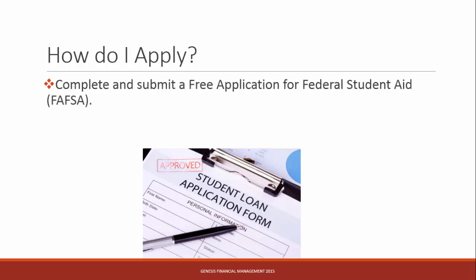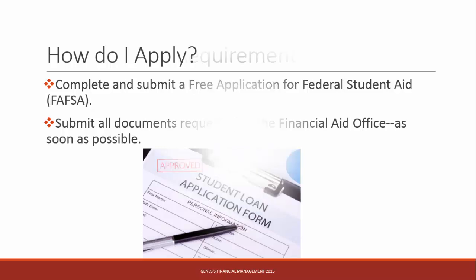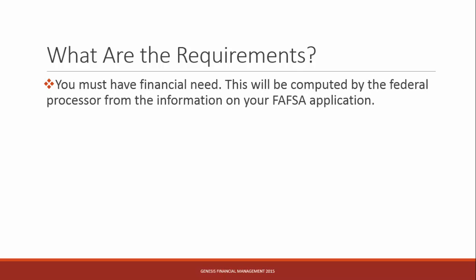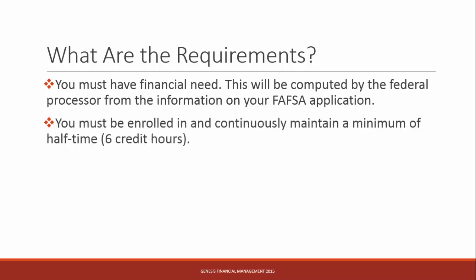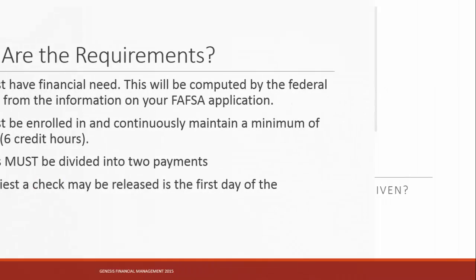How do I apply? Complete and submit a free application for federal student aid. It's also called a FAFSA. Submit all the documents requested by the Financial Aid Office as soon as possible. What are the requirements? You must have financial need. This will be computed by the federal processor from the information on your FAFSA application. You must be enrolled in and continuously maintain a minimum of half-time, 6 credit hours. All loans must be divided into 2 payments. The earliest a check may be released is the first day of the semester.